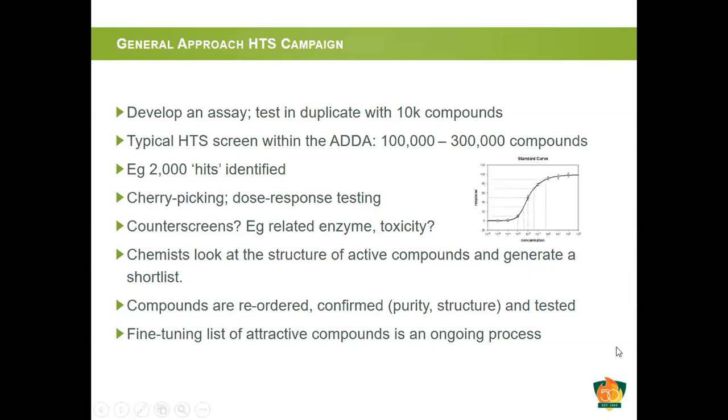just with NMR. We test it again, and then you start fine-tuning this list of attractive compounds to ultimately get to a couple, let's say between 2 and 5, of what we call scaffolds to further work on. So a scaffold is kind of the backbone, the main structure of your molecule.